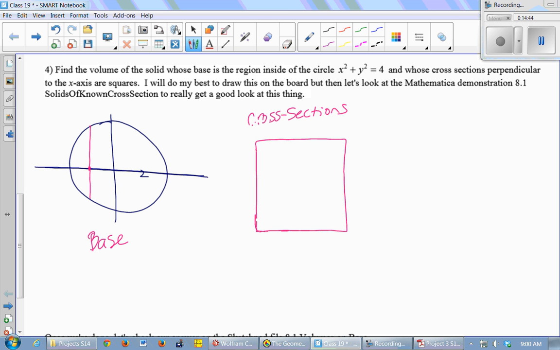Okay, so what I need to know is if I call this distance x, right? Just pick a random spot along the x-axis to draw one representative cross section. I say I'll make that at x. Then I need to know this distance, right? I have to be able to use x to figure out how long this pink line is. Any ideas? Yep. X is the distance from 0 on the x-axis.